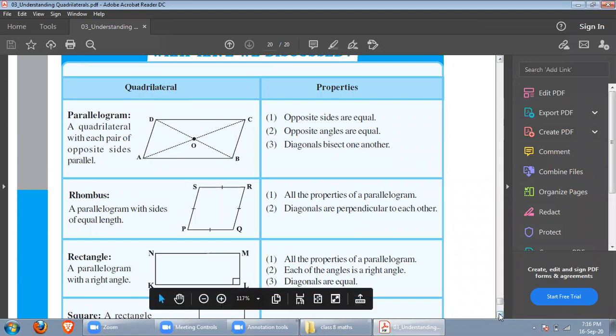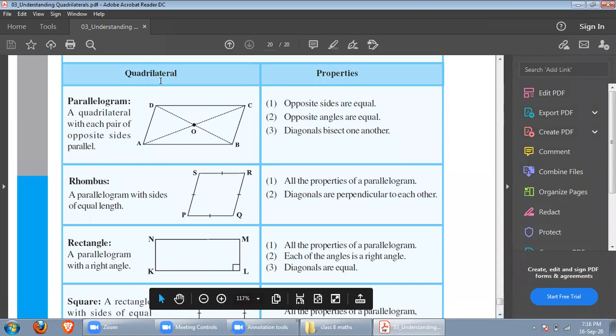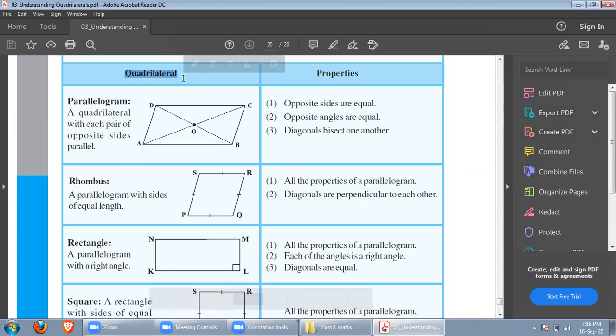First, we know that a quadrilateral is a polygon, a four-sided polygon. Polygons means it will be made up of line segments and it will be closed and it will be a simple curve, meaning the line segments will not cross each other. So one of them is the parallelogram. Every quadrilateral is not a parallelogram. There are other quadrilaterals which are not parallelograms.